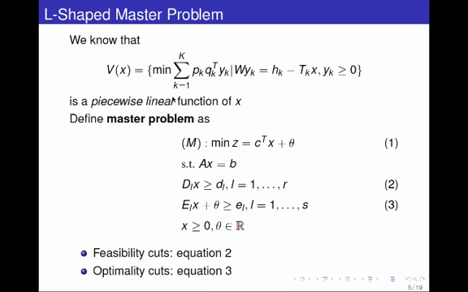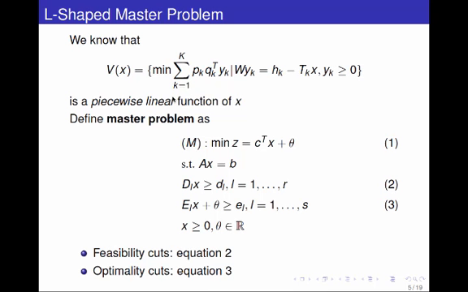Is there anyone who feels uncomfortable with this notion? We can look at it graphically for a few minutes. Looking good. Again, the second stage cost is a piecewise linear function of x. In linear programming, you can write a piecewise linear function here like such.